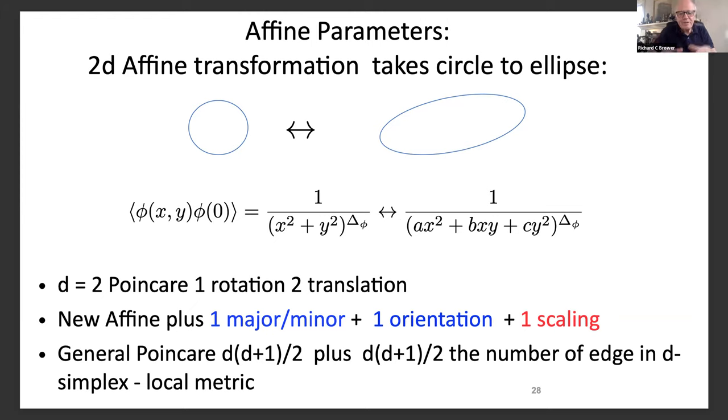The affine transformation in two dimensions is the ability to take the circle and stretch it into an ellipse with different major and minor axes, and orient it, that's two of them. And a third one, which is the size of the ellipse, which is scaling. So the affine transformation includes scaling. The conformal transformation takes the Poincaré transformations, one rotation, two translations, adds scaling, and two special transformations. So in two dimensions, the affine extends the Poincaré group as 3+3, and the conformal transformation extends the group as 3+3. They have in common scaling, but they do not have in common the other two.